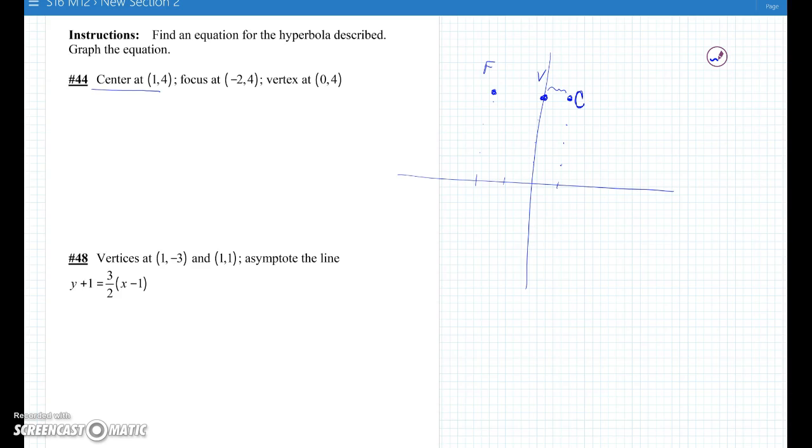And I can see that the transverse axis is going to go parallel to the x-axis, so I know the x term comes first. So I know x minus the x coordinate of the center, 1, quantity squared over something squared, but I don't know what yet, minus y minus 4, quantity squared over something squared, but I don't know what yet. Well, in the x direction, I can see that it's a distance of 1 from the center to the vertex, so I know this is going to be over 1 squared in the x direction.